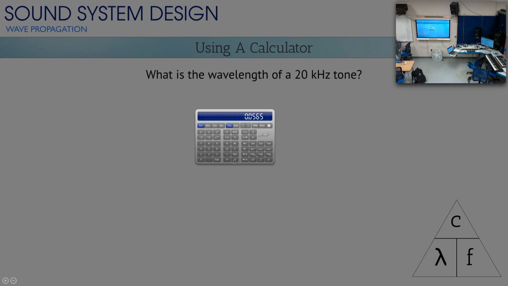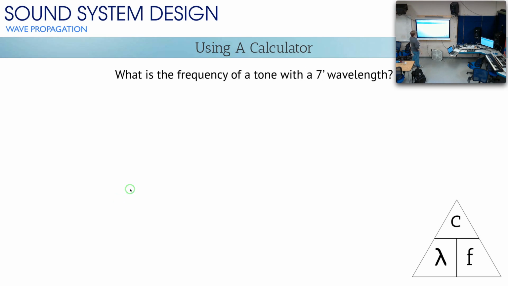And we get 0.0565. What does that number mean? 0.0565 of what? Feet, right? So it's 0.0565 feet. That's very, very small. There you go. Let's try another one.